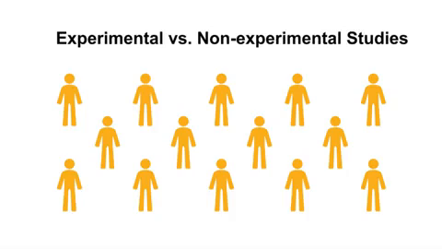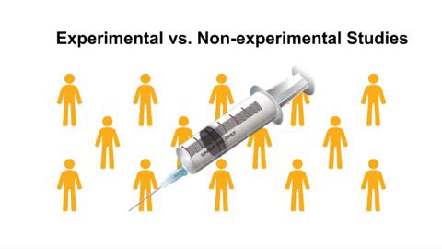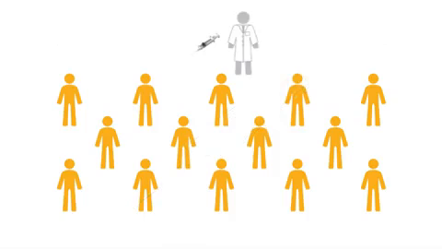Recall that exposure is the intervention, for example, a new drug treatment. In an experimental study, the investigator usually determines who is exposed and who is not exposed. The exposure, or intervention, is randomly allocated to study participants.